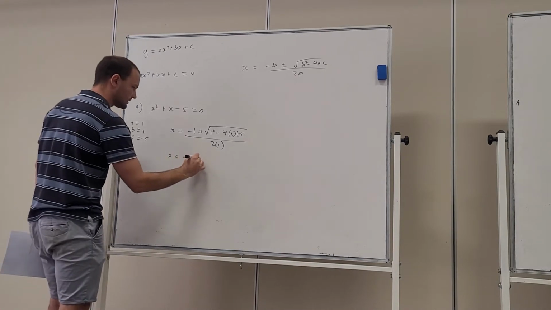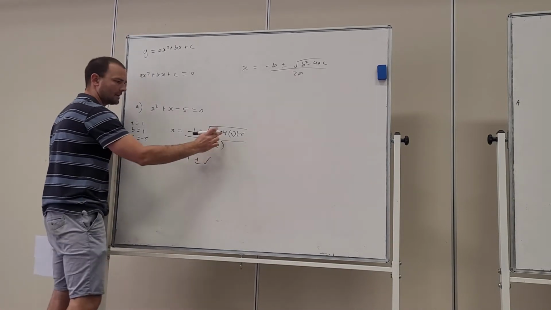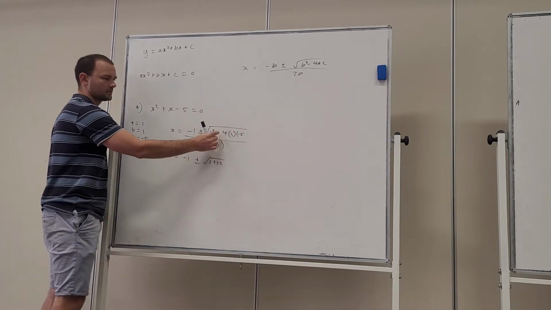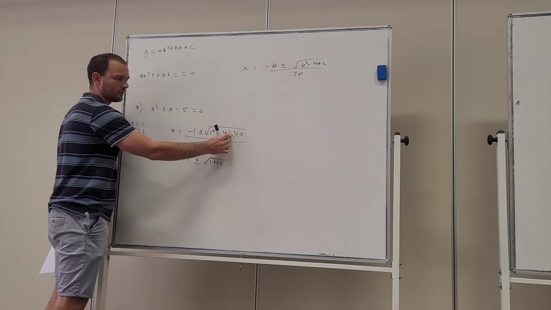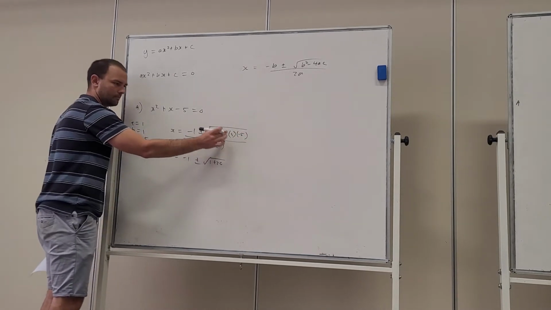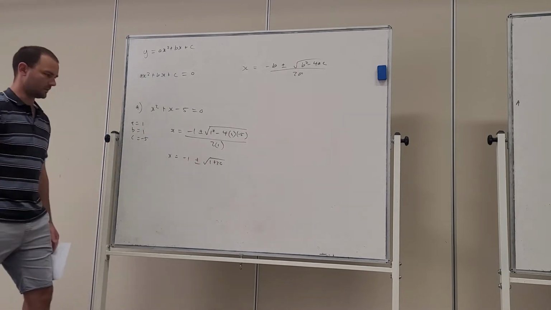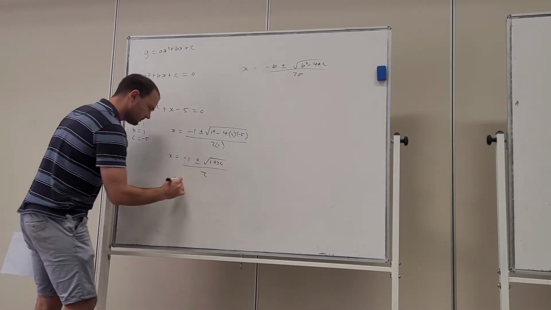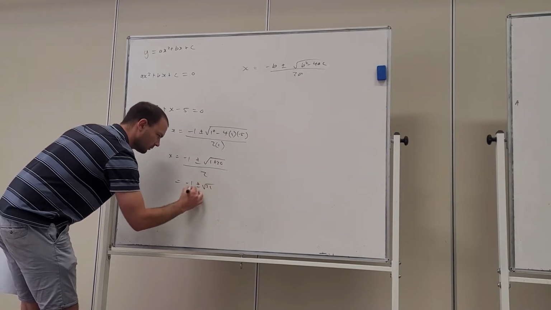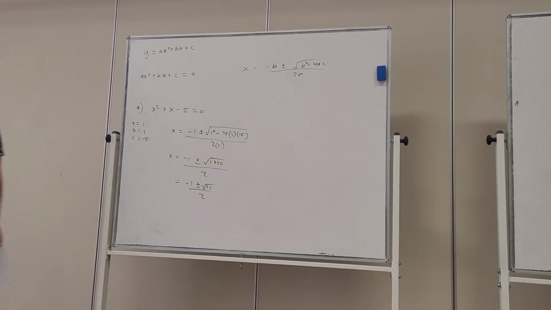We're going to have minus 1 plus or minus the square root of 1 plus 20. All right, so it's going to be 1. Now 4 times 1 times minus 5, that's going to be minus 20. And I've got 1 take minus 20, it's going to be 1 plus 20. Divided by 2. So here we're going to have minus 1 plus or minus the square root of 21 on 2.